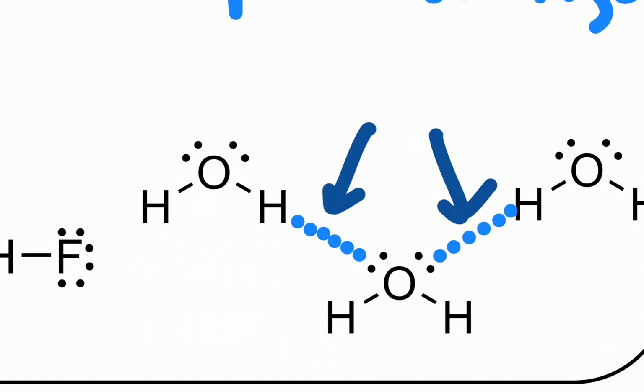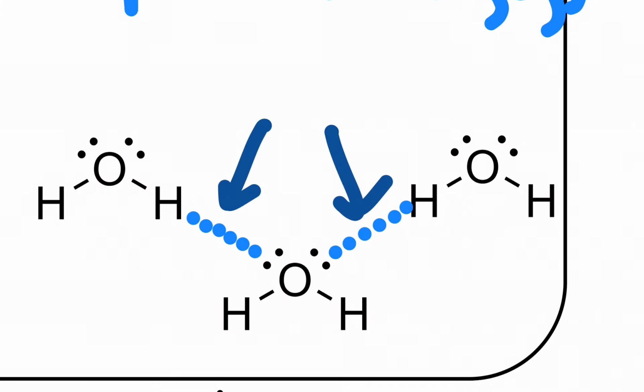And any lone pair can do it as long as it's on an oxygen or a nitrogen or a fluorine. That's because they're the most electronegative and smallest, capable of forming covalent bonds. And the H can do it as long as it's directly attached to a nitrogen, oxygen, or fluorine with at least one lone pair. So HF can do it, water can do it, ammonia can do it because it's got the lone pair on the nitrogen and an H directly attached to it.